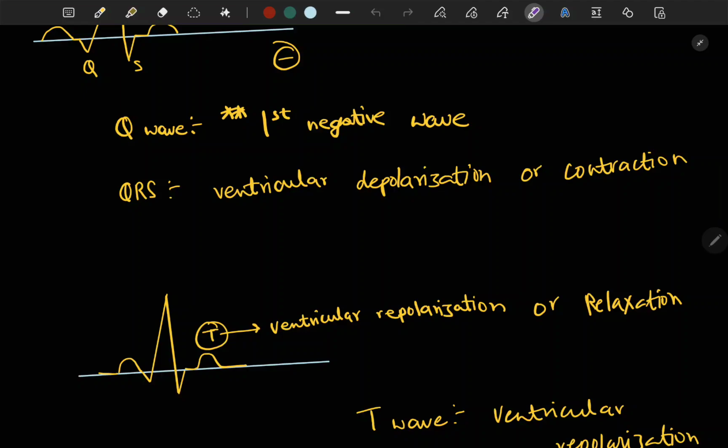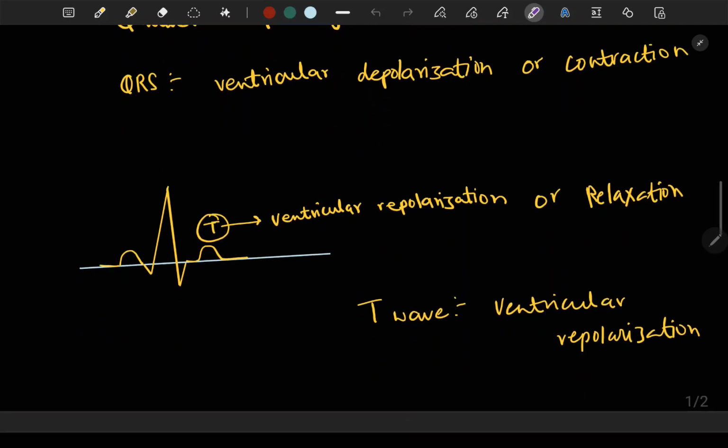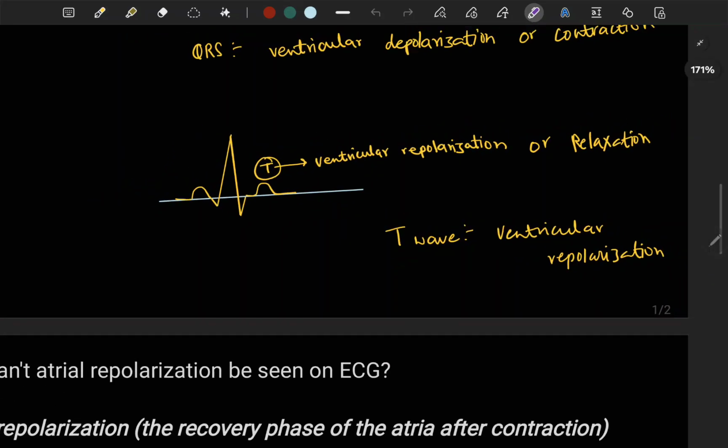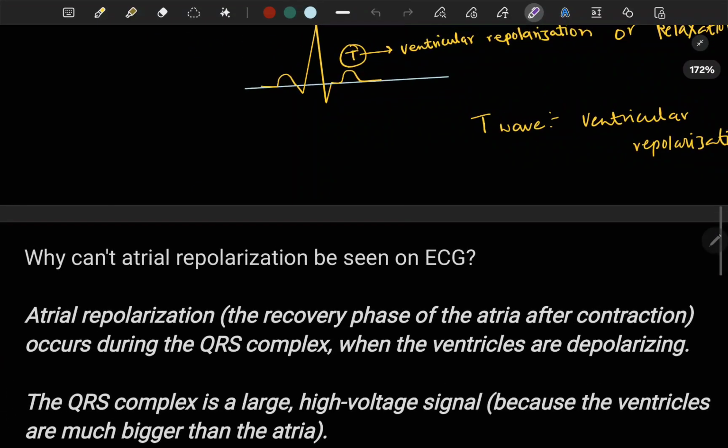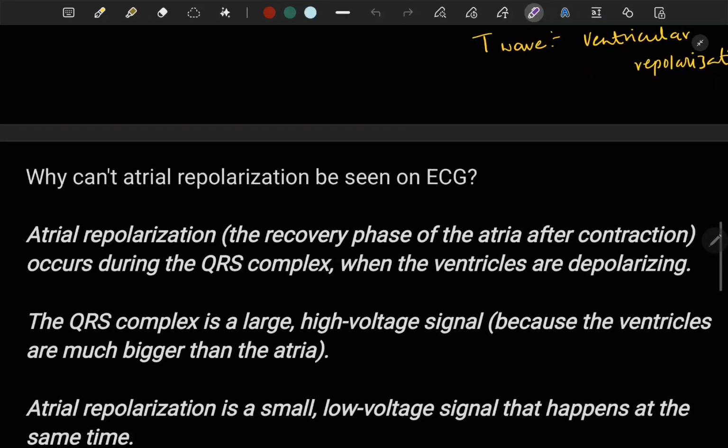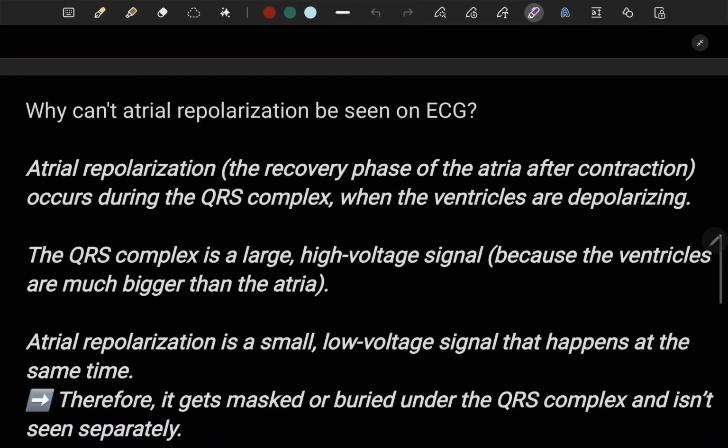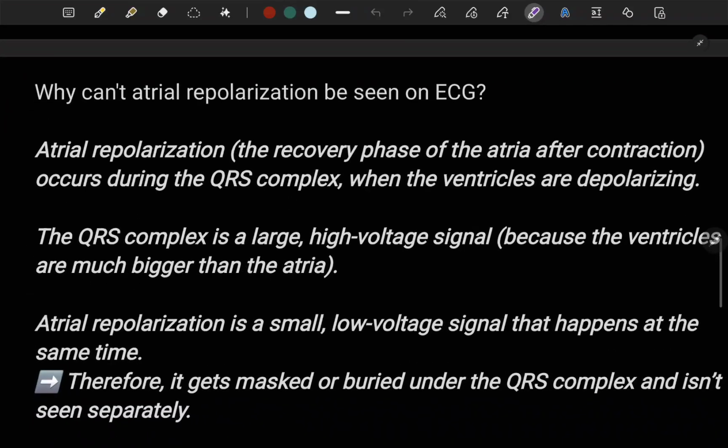So the question comes, where is the atrial repolarization? You can't see an atrial repolarization on the ECG. Why is this? Because the atrial repolarization is there during the QRS complex, but it is hidden. You guys already know that the ventricles are bigger compared to the atria, right?